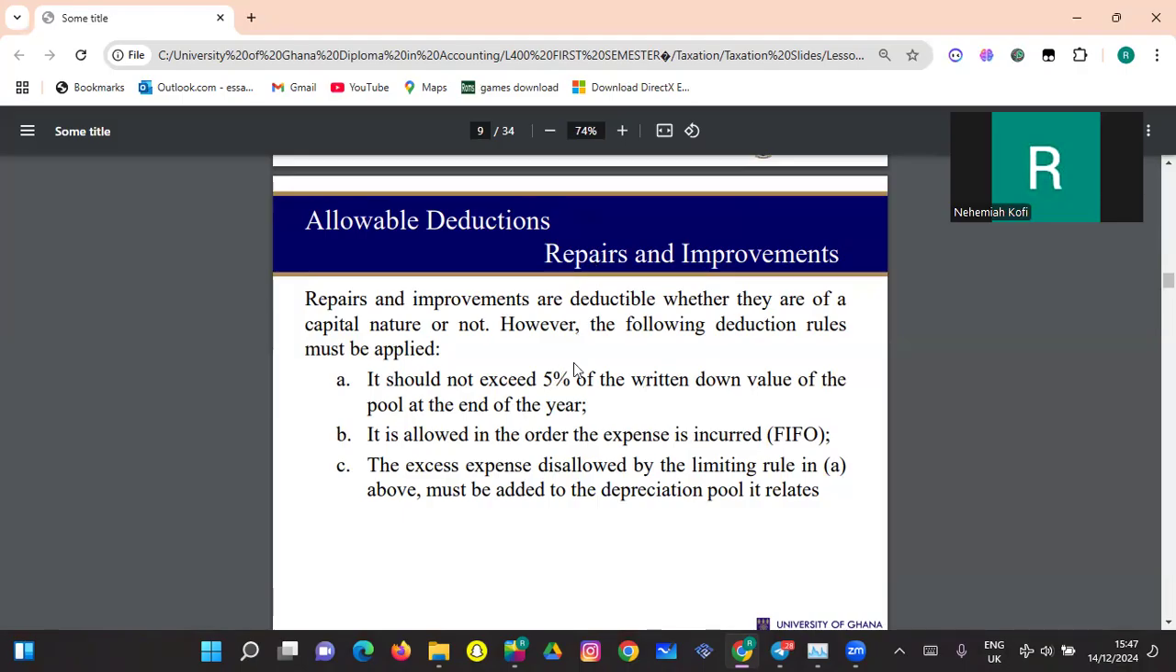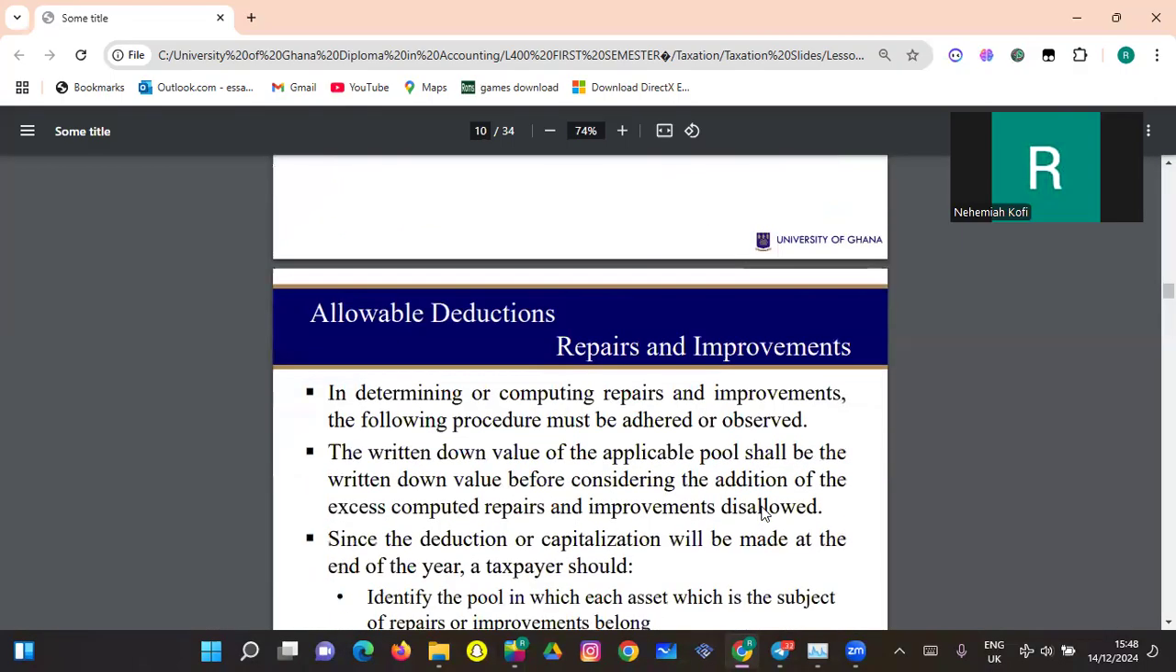So 5% of 50,000 is 2,500, right? Your repairs and improvements should not exceed that amount. It is also allowed in the order of expense, which is the expense that was incurred first is the one that will be allowed first. And then the excess expense disallowed by the limiting rule in A above must be added to the depreciation pool it relates to. So we add it back to the particular pool that it relates to.